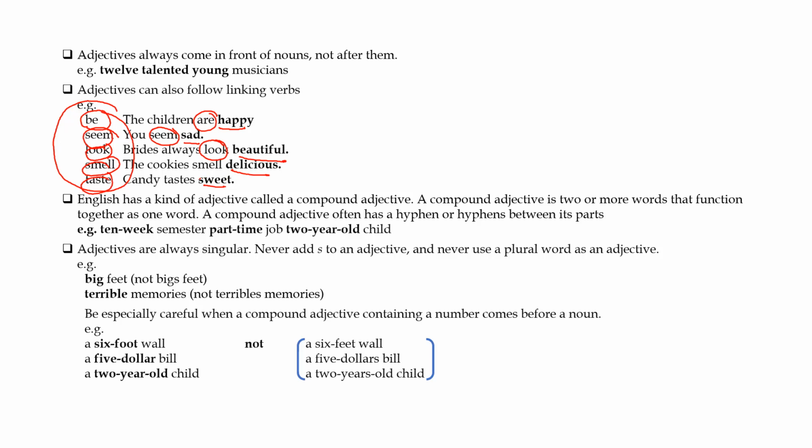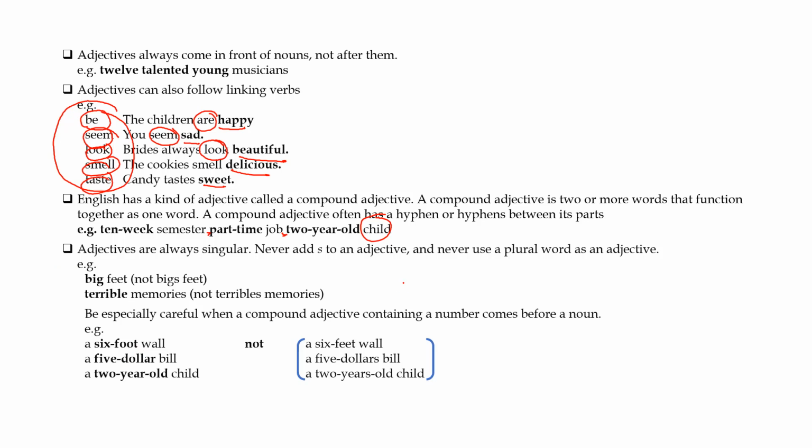The next one, English has a kind of adjective called a compound adjective. A compound adjective is two or more words that function together as one word. A compound adjective often has a hyphen or hyphens between its parts. For example, 10-week semester, part-time job, and 2-year-old child. 10-week is a compound adjective which describes semester. Part-time is also a compound adjective describing job. 2-year-old is a compound adjective describing child.